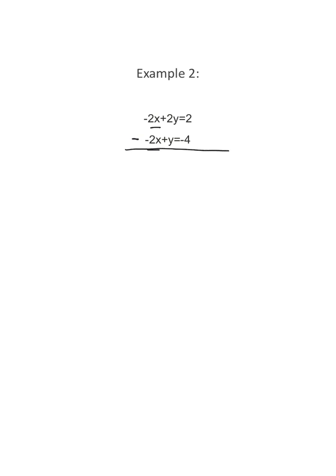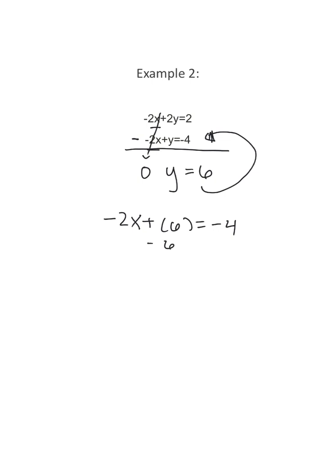We have negative 2x minus 2x, which gives us 0. We have 2y minus y, which gives us y. And we have 2 minus negative 4, and that gives us positive 6. Now we must plug in our answer for y to find x. So we plug in negative 2x plus 6 is equal to negative 4. We subtract 6 from both sides. We get negative 2x is equal to negative 10. Divide by negative 2. And we get x is equal to 5.